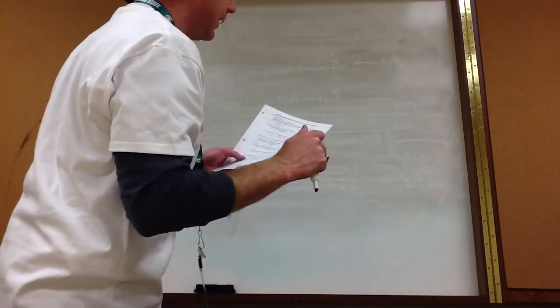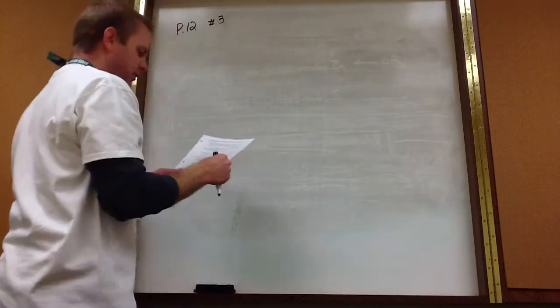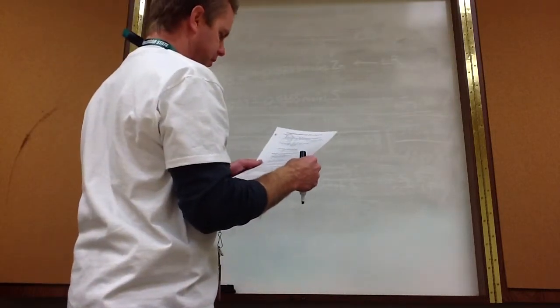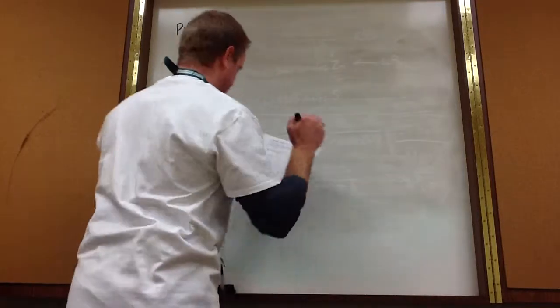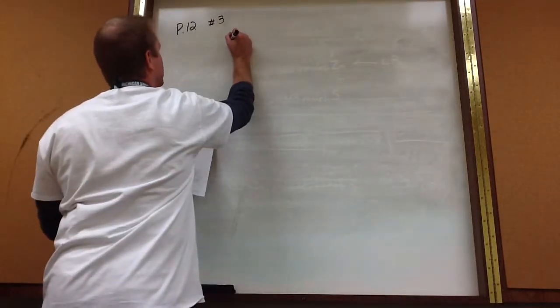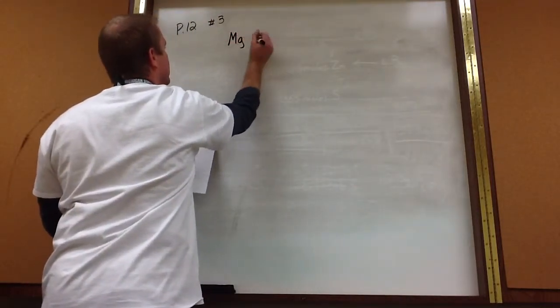Okay, now let's do number 3. Number 3 says, which element is in excess when 3 grams of magnesium is ignited with 2.20 grams of pure oxygen? So, which one is in excess? So first of all, we have to write an equation.